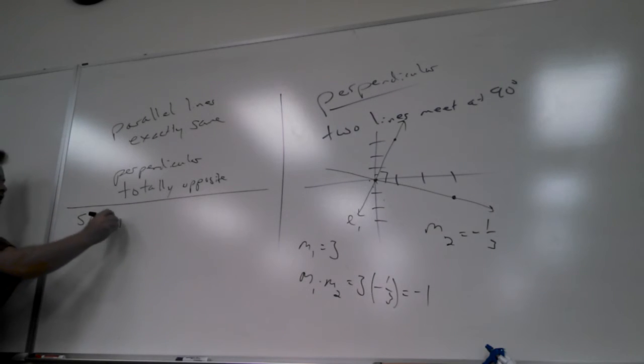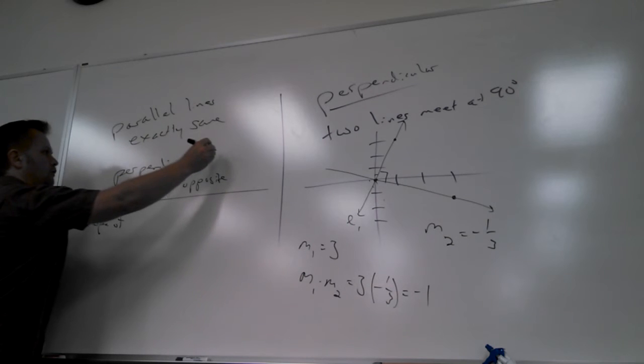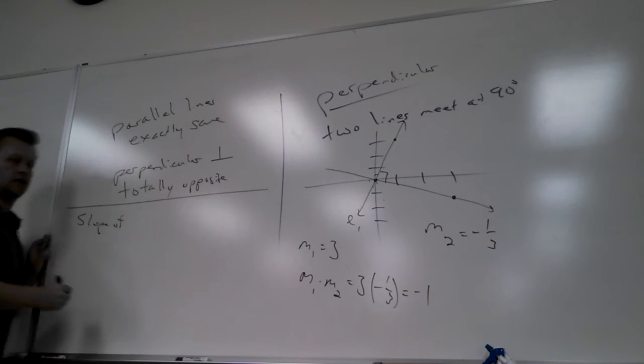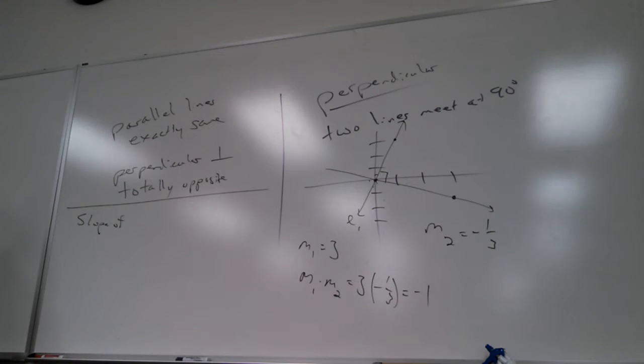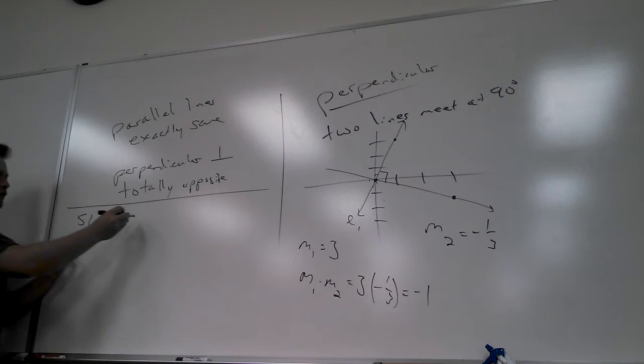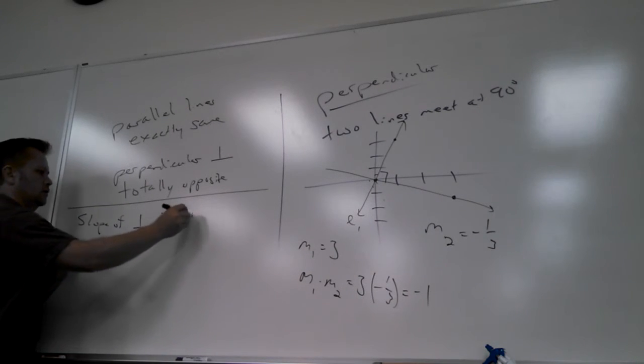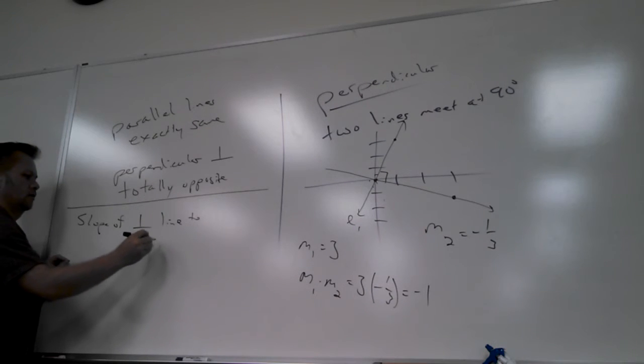Oh, and here's the symbol for perpendicular. I like this one. It's a little more creative, at least. That's the symbol for perpendicular, a 90-degree angle. So what's the slope of the perpendicular line to this line?